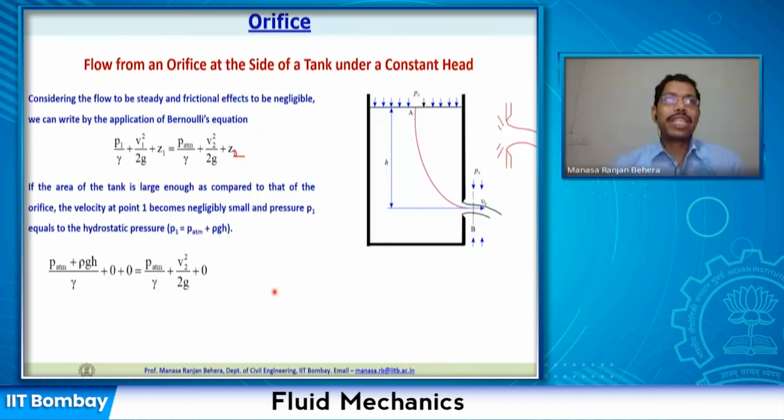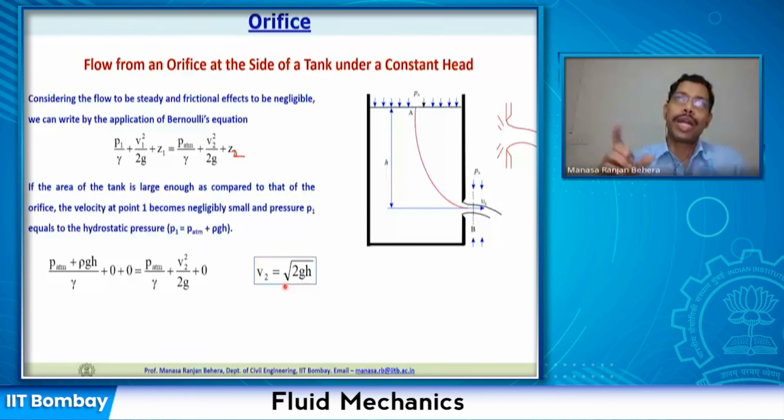All right, now having this equation, we can quickly write down the expression for velocity V. If you write the expression for velocity V, atmospheric is going to cancel out each other. So what we have is rho gh by gamma, and rho gamma is nothing but rho g. If it is cancelled out, what you have here is only h. So V2 square by 2g is equal to h, and that is nothing but V2 equals square root 2gh. It's a very simple expression, but it can give you the velocity directly. If you know the head, that gives you the velocity by taking square root 2gh.